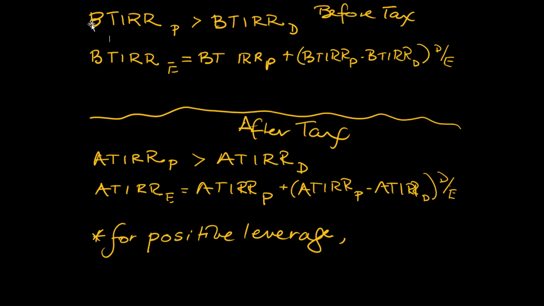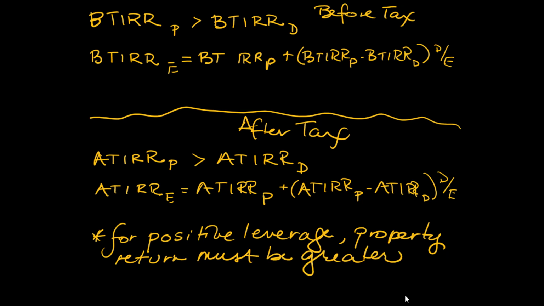So that means that the BTIRR sub E is equal to the BTIRR sub P plus the difference between the BTIRR sub P minus the BTIRR sub D, times the debt to equity ratio. I know it sounds like alphabet soup, but maybe seeing it written out will start to make a little bit more sense. We have the same relationships on the after-tax side, but the after-tax return on total funds invested must exceed the after-tax cost of the debt.